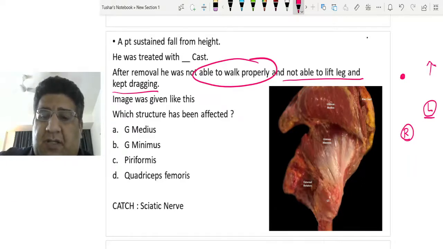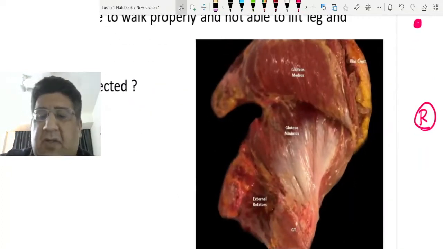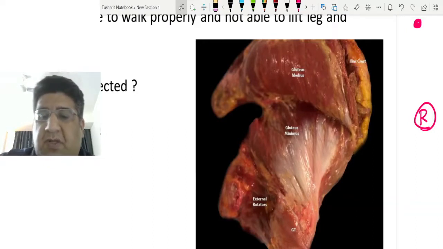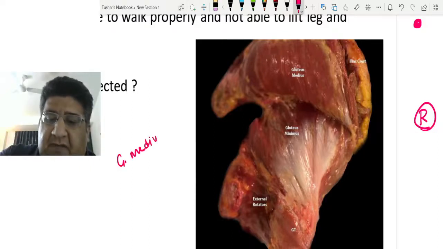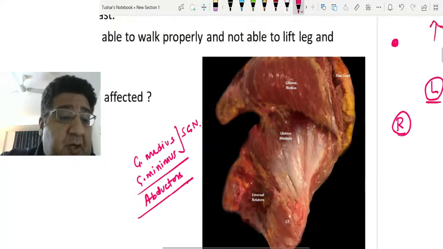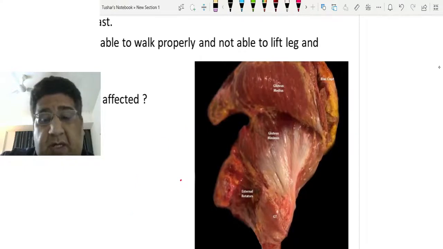So he's not able to walk, he's not able to lift his leg, he's dragging his limb. And what students told me, and the message I got, was that there was some image, maybe some cadaveric image, where they were supposed to mark the muscle. So we know that we are talking about Trendelenburg gait, about abductors, about gluteus medius, about gluteus minimus, and we are aware that gluteus medius and minimus, supplied by the superior gluteal nerve, are the abductors of the hip, responsible for the abductor mechanism. So this kind of image was given and the abductors were supposed to be marked, gluteus medius was supposed to be marked, and the answer is gluteus medius.